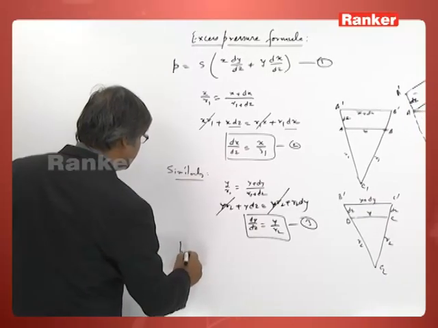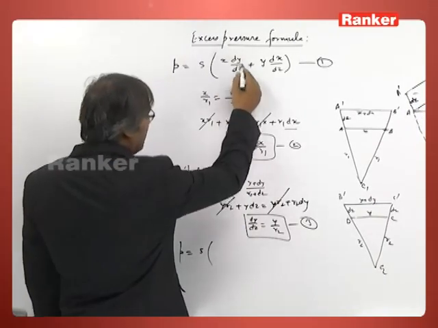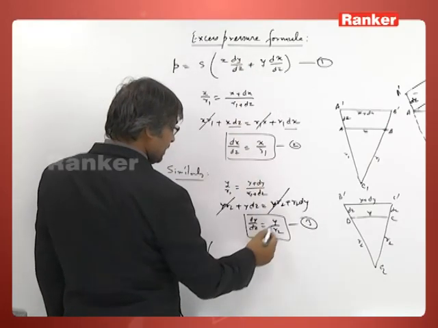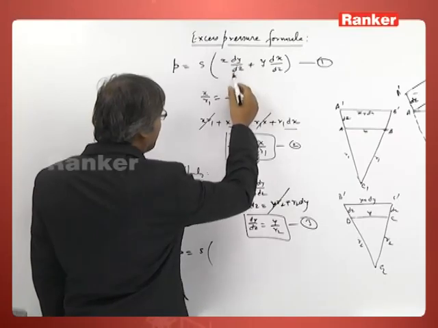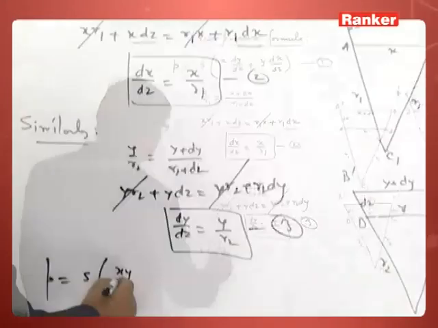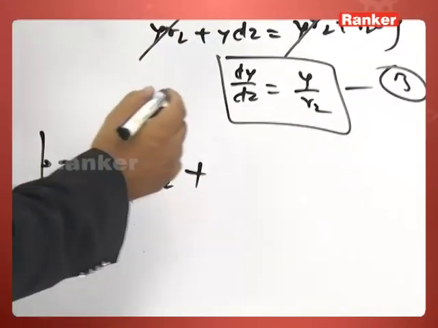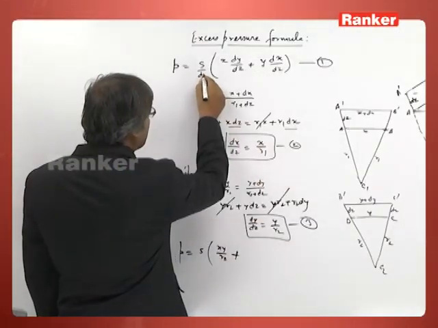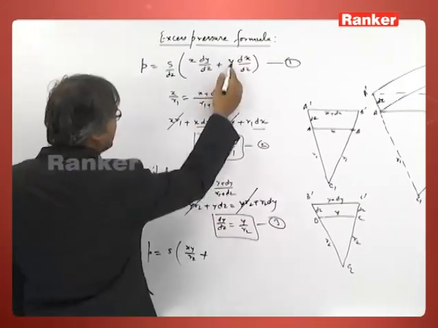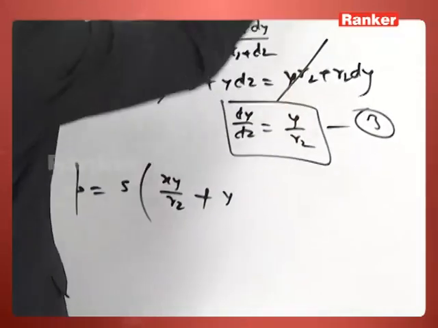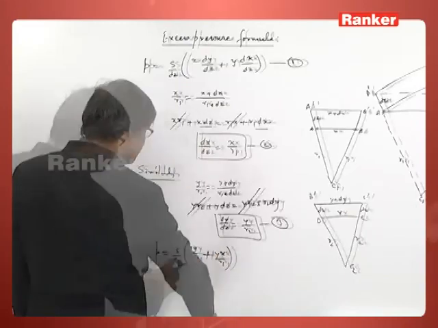So we get P is equal to x times dy by dz, which is y by R2, so x y by R2, plus y times dx by dz, which is x by R1. So x y by R1 will be there too, with dz also there.